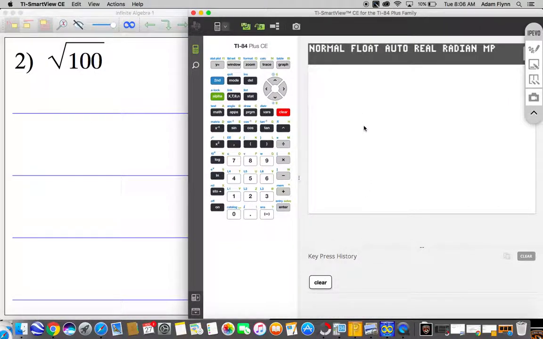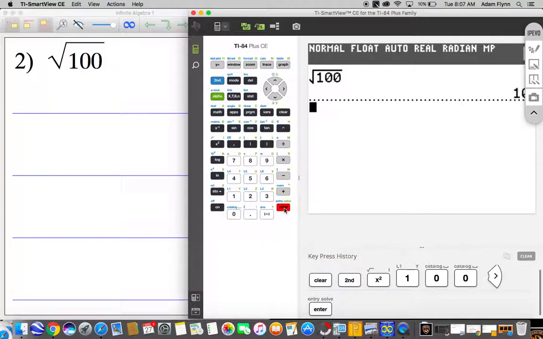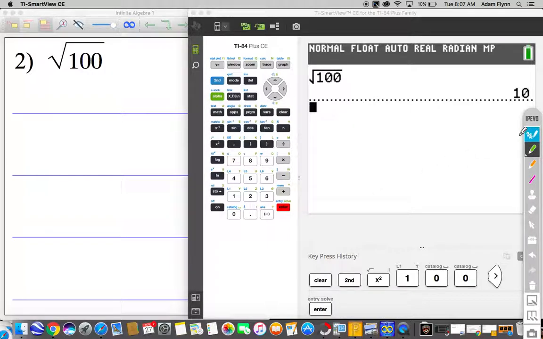Now I've got the square root of 100, and some of you might be able to do this one in your head. I'm going to hit second, x squared to activate my square root and type in 100. The square root of 100, hit enter. It's 10, a whole number. Some of you might have recognized that the square root of 100 is 10 because 10 times 10 is 100. So for this one we can just put equals 10, because we're not approximating.